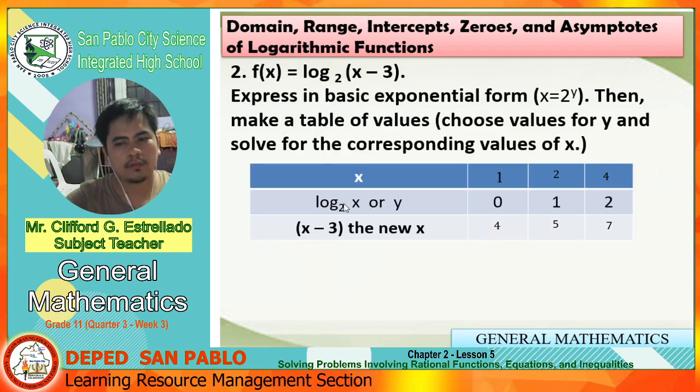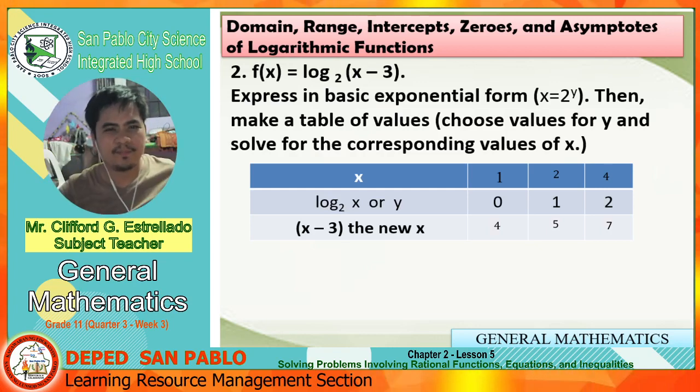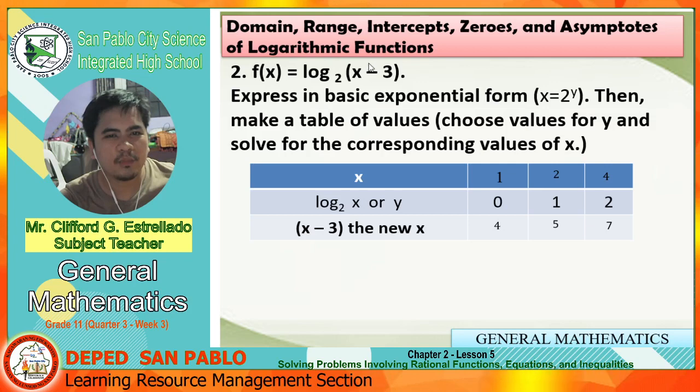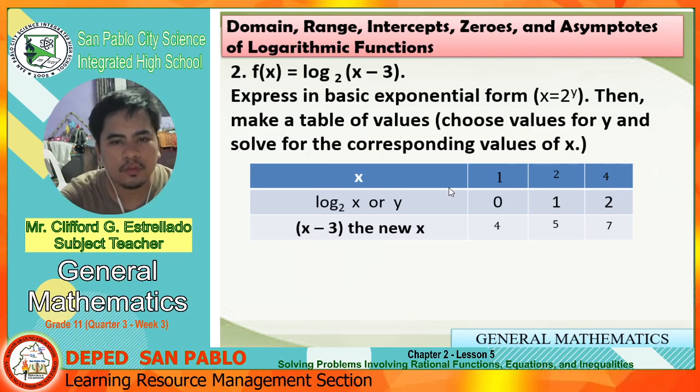And last, f of x is equal to logarithm of quantity x minus 3 with the base of 2. So, ang pinaka-basic exponential form nito ay base 2 raised to exponent na y is equal to x pa rin. So, gawa tayo ng table of values. So, ang ating logarithm of x with the base of 2, yun yung y natin. So, 0, 1, 2 ang i-set natin. Then, kunin natin yung x using yung formula 2 raised to the y power. 2 raised to 0 is 1, 2 raised to the first power is 2, 2 squared is 4.